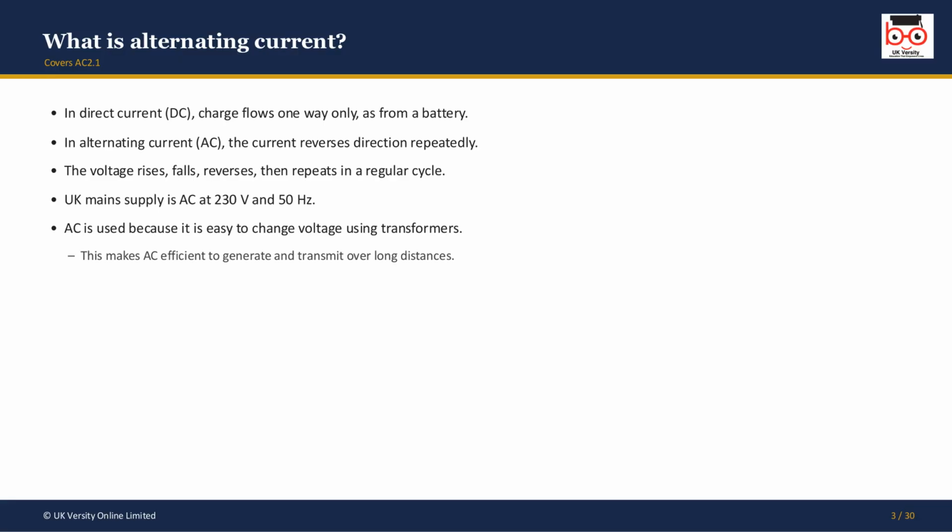In DC, charge flows one way only, as it does from a battery. In alternating current, the current keeps reversing direction, with the voltage rising, falling, reversing, and repeating in a steady cycle. Here in the UK, the mains supply is AC at 230 volts and 50 Hz. The big reason we use it is that transformers can change AC voltage easily, which makes it efficient to generate and to send over long distances.